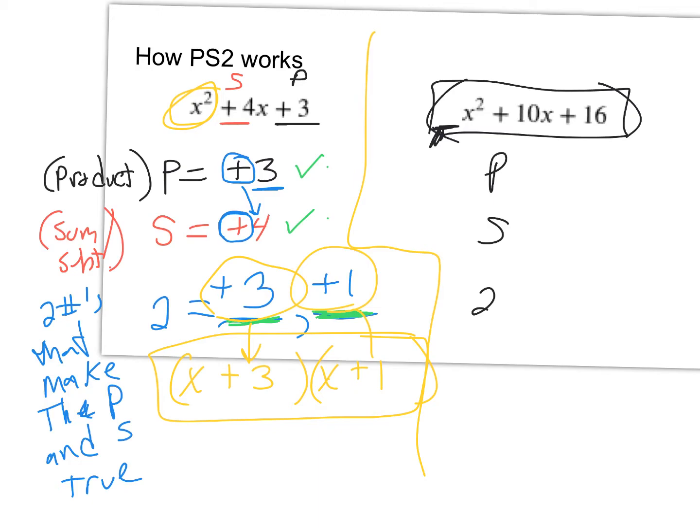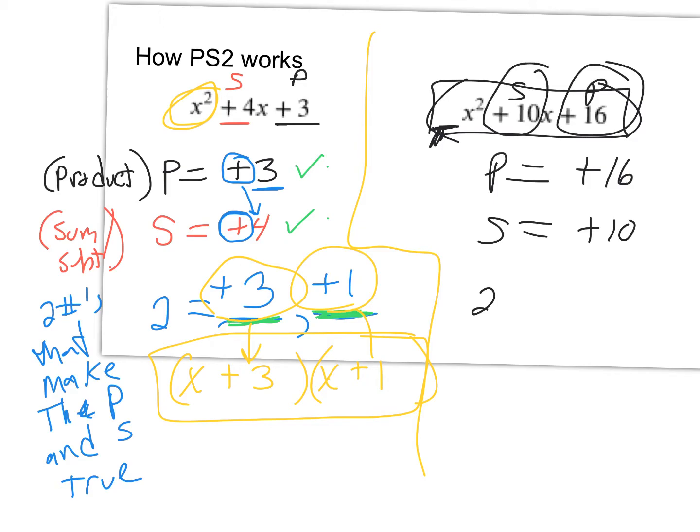PS2. All right, so here we go. My product is positive 16. The sum is positive 10. Again, my product is right here. The sum is right here. So then we stop and think: what two numbers multiply to 16 but add to give me 10?